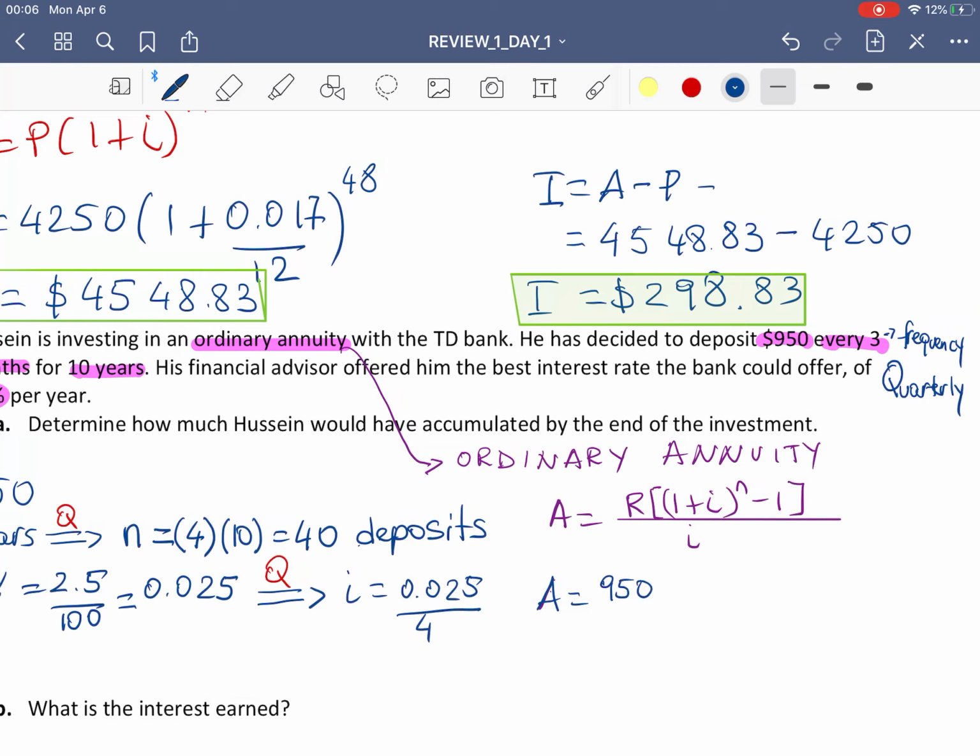We have A equals, the value of R is 950. And then (1 plus 0.025 over 4) to the power of 40, take away 1, divided by 0.025 divided by 4. Now remember, we can calculate this in one step. All we have to remember is honor the brackets as we type the expression in the calculator.